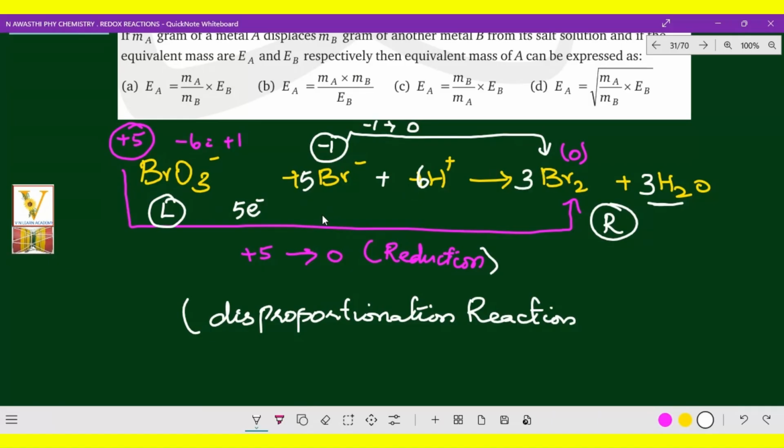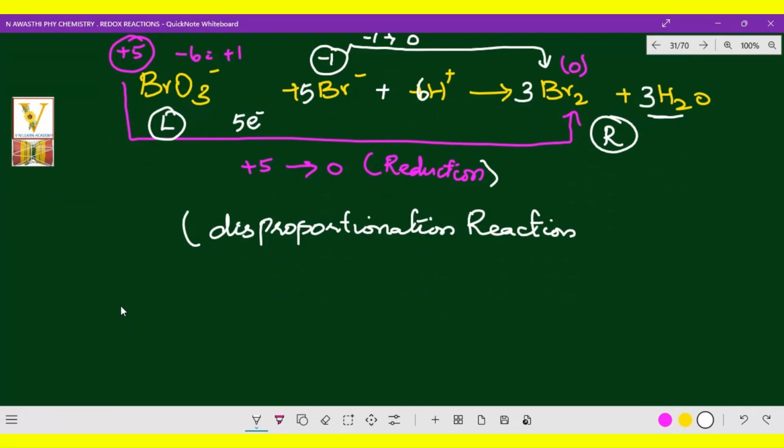So here 6 bromine atoms are available, and here is the reduction from plus 5 to 0. Now the next point we have to identify is the number of electrons change.